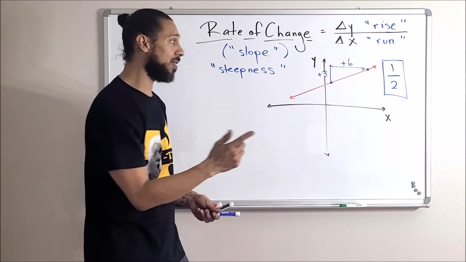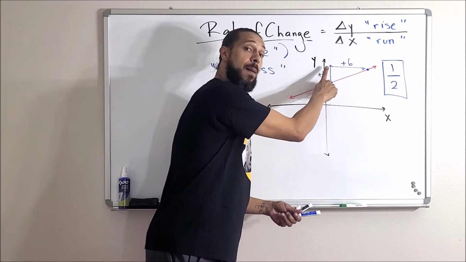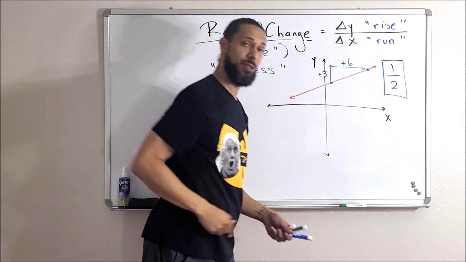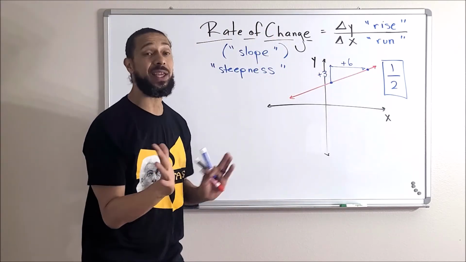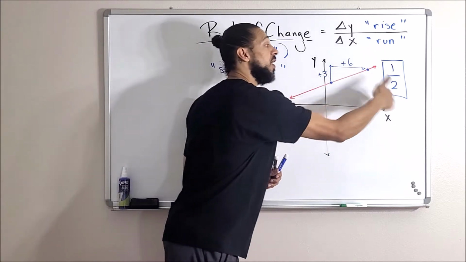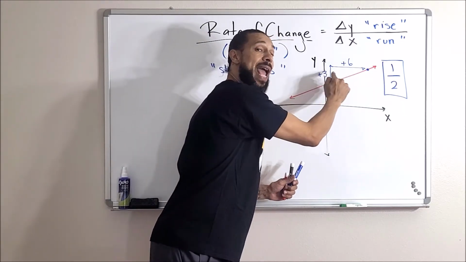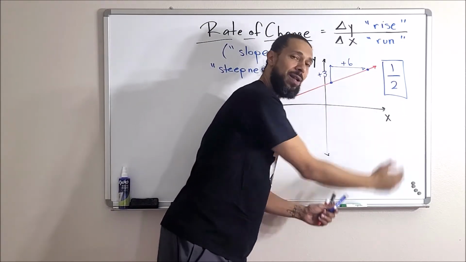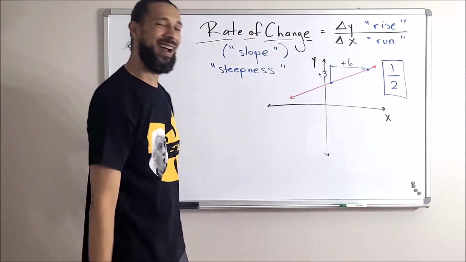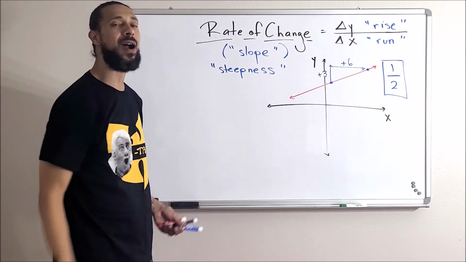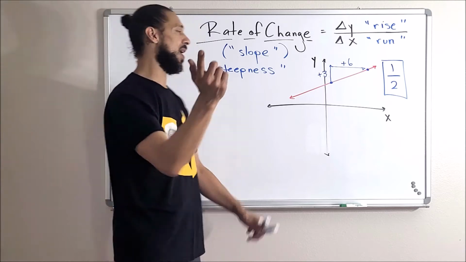What that means is for every 1 space it goes up, it goes over 2. Or I can think about it a different way. This 1/2 could be that it goes up 1/2 space for every 1 that it goes over. And that's how you'll find it on the graph. Let's see a different example.